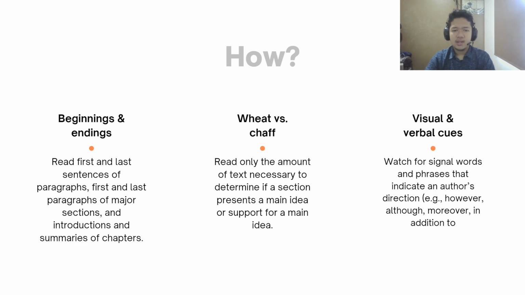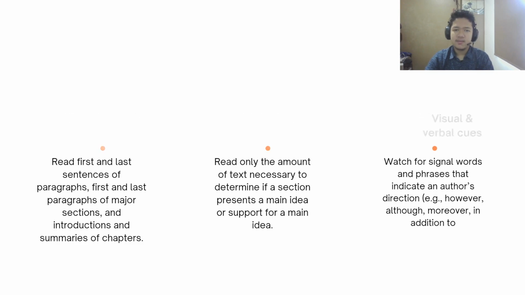The second is wheat versus chaff. Read only the amount of text necessary to determine if a section presents a main idea or support for a main idea. And the third one is first visual and verbal cues. Watch for signal words and phrases that indicate an author's direction. Example: however, although, moreover, in addition to.